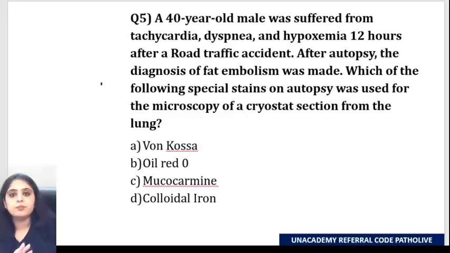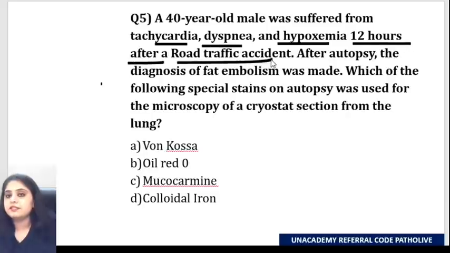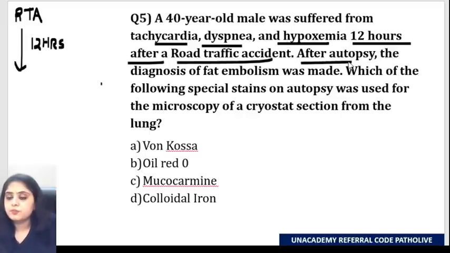Today was testing your basics day. A 40-year-old male suffered from tachycardia, dyspnea, and hypoxemia 12 hours after a road traffic accident. So there has been a road traffic accident and the timeline says that 12 hours later, he is having a lot of cardiorespiratory discomfort. Ultimately he dies, so they've referred to an autopsy. After autopsy, the diagnosis of fat embolism was made. So basically he has died of fat embolism.